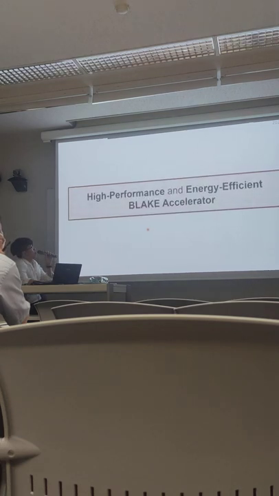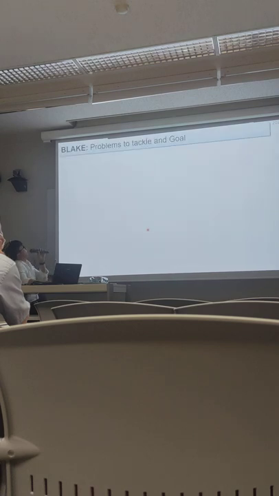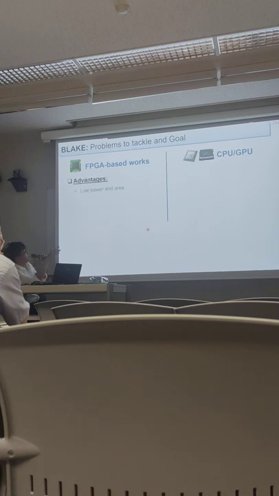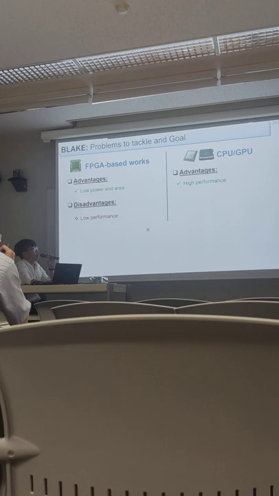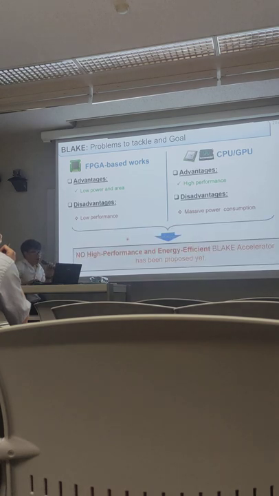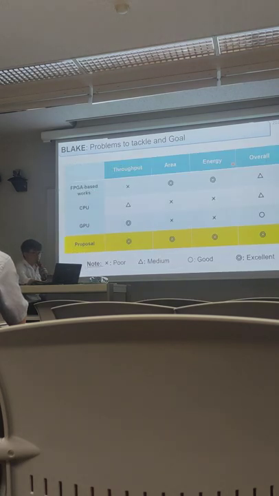And the next one is the high performance and energy efficient BLAKE accelerator. Similar to SHA-2, I also analyze the problems to tackle. First of all, we classify the related work into two groups: FPGA-based work and CPU or GPU. FPGA-based work has advantages like low power and area, but disadvantages like low performance. CPU or GPU have high performance, but they trade off massive power consumption. As you can see here, no high performance and energy efficient BLAKE accelerator has been proposed that contains the advantages of both groups. This is the reason that in this thesis, we propose a BLAKE accelerator which achieves high throughput and also energy efficiency.